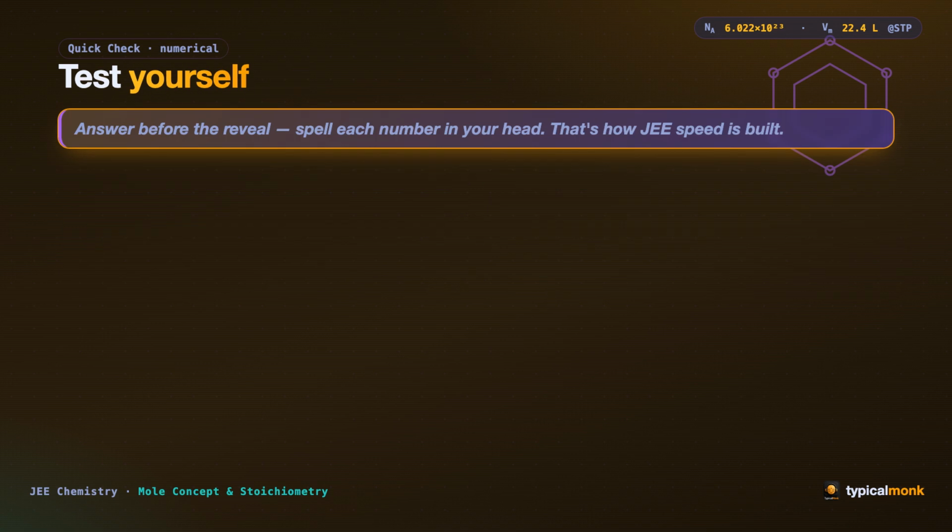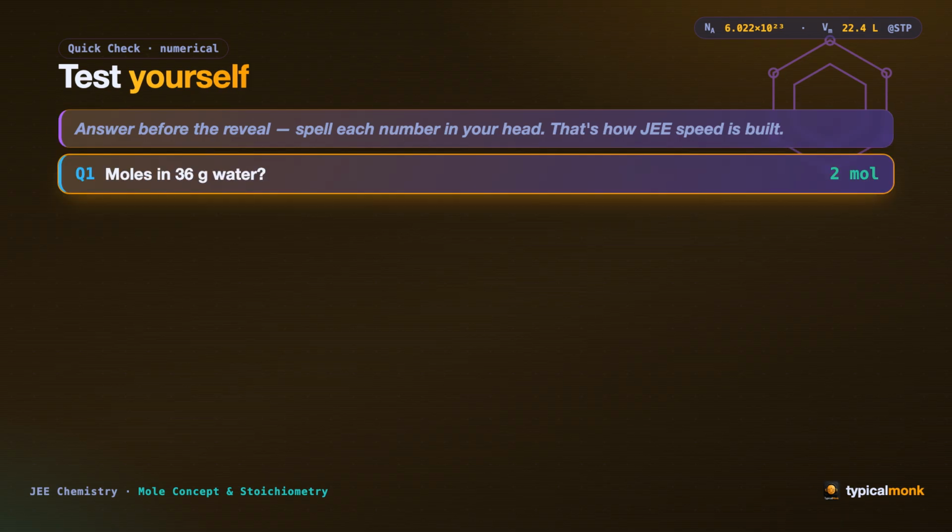Time to test yourself, rapid fire, and today it is all numbers. Here is the rule. I ask, you answer in your head before the reveal and spell the number to yourself. No pen, no paper, just the bridge you built today. Question 1. How many moles are there in 36 grams of water? Molar mass of water is 18. 36 divided by 18, 2 moles.